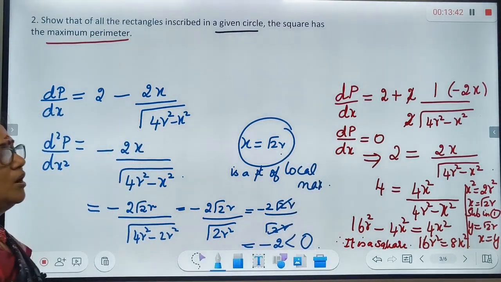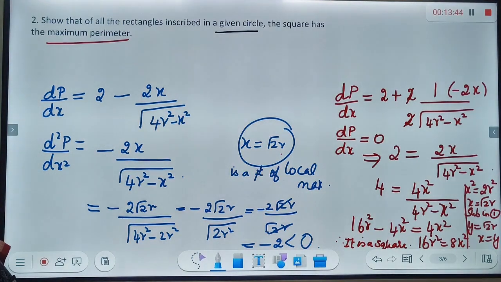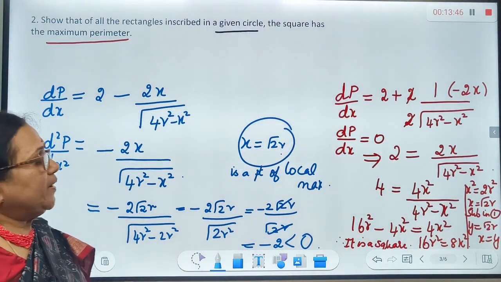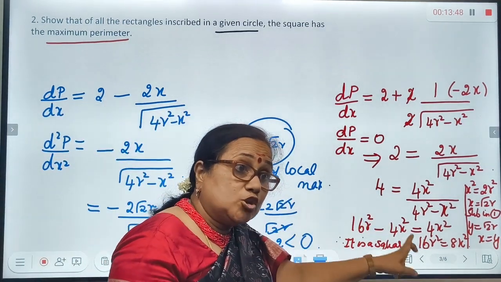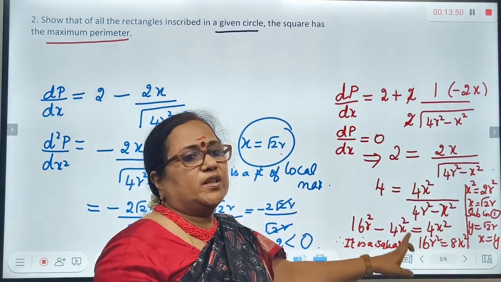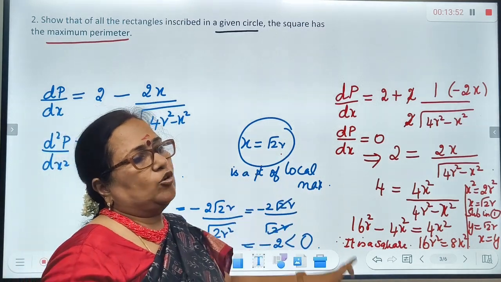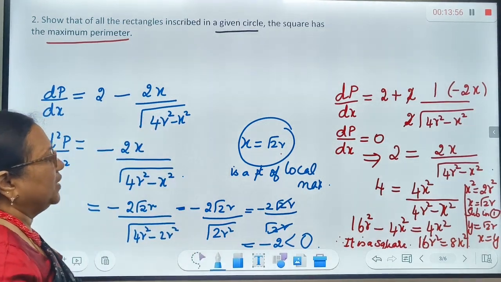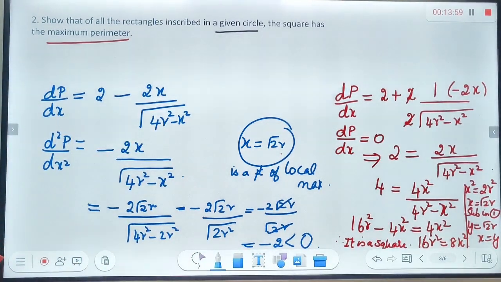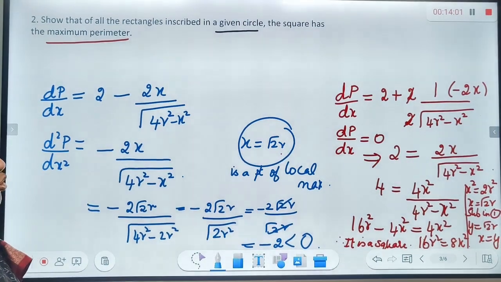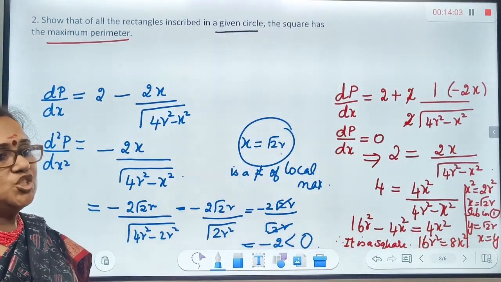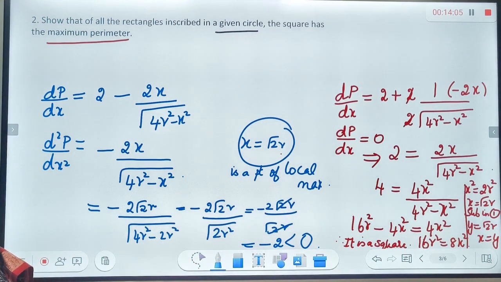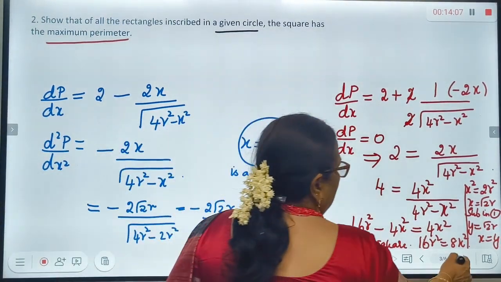So when x is root 2 r, the perimeter is maximum. But we observe that when x is root 2 r, y is also root 2 r. So when the perimeter is maximum, it can only happen when x is equal to y, when it is a square. I hope you have understood all the calculations and how to use the second derivative in checking whether a particular point is a point of local maxima or minima.